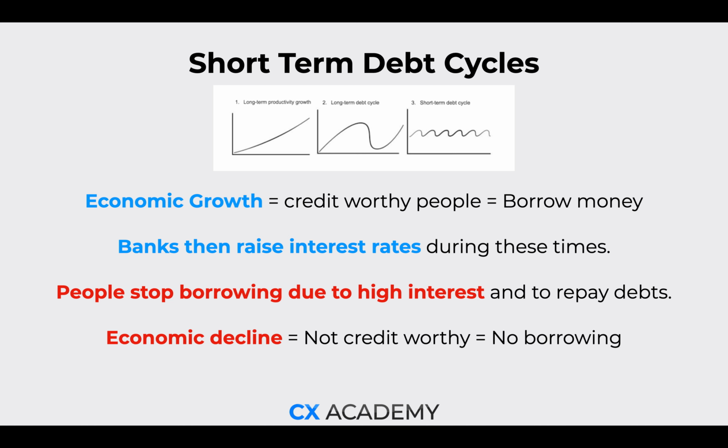Now, on the second chart there, we see the long-term debt cycle. It's a big S-shaped curve. Along that S-shaped curve of the long-term debt cycle, we have short-term debt cycles. So long-term happens every decade or so, short-term every couple of years.